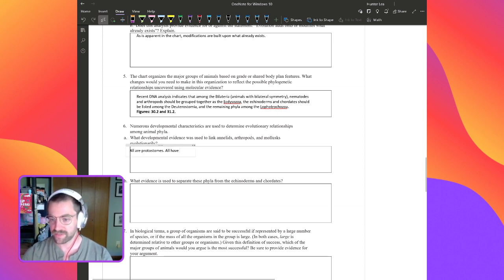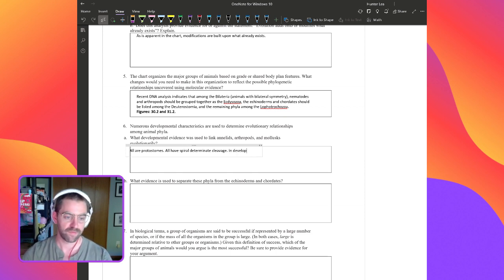So all are protostomes, all have spiral determinate cleavage. In the development of the digestive tract, the blastopore becomes the mouth. And the coelom forms developmentally as a split in the mesoderm.